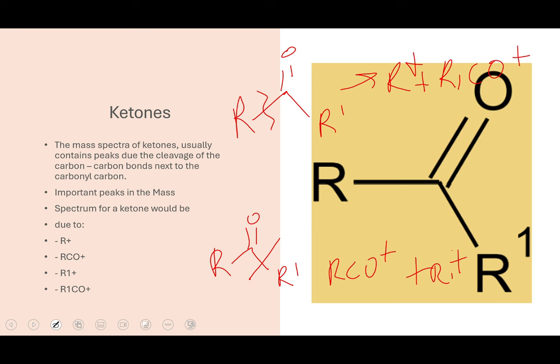So it's based on where we break the bond, right? So we can have an R plus peak, we're gonna have an R1 plus peak, we're gonna have an RCO plus peak, and we're gonna have an R1 CO plus peak, right? It's all based on where we break the ketone. And mass spec is going to break it in all of these varying ways. Therefore, we're gonna have all of these types of peaks present, right? It may be easier to see using different letters between R and R1, but what we're saying is just that one alkyl group and the other alkyl group, the R group or the R1 group, right? We can have different peaks based on how we break the ketone, all right?